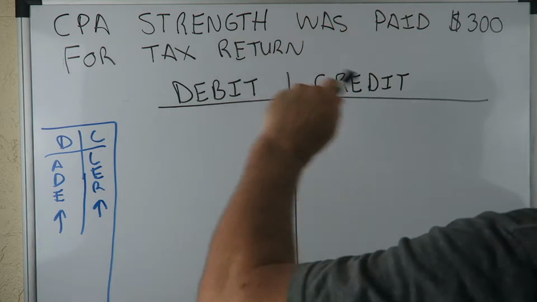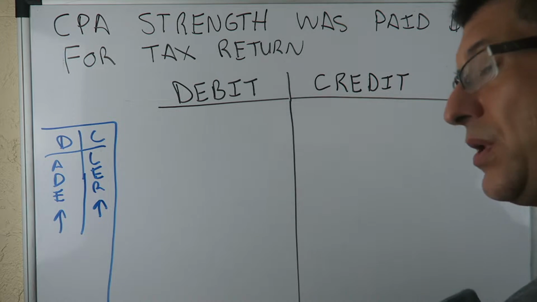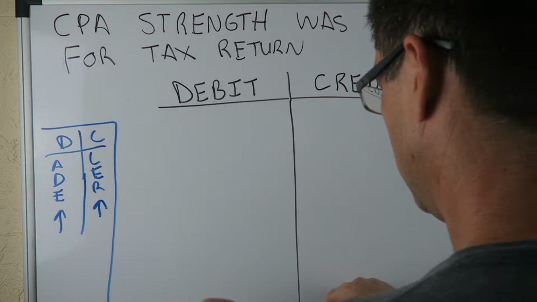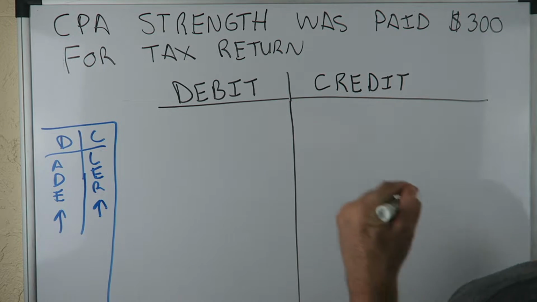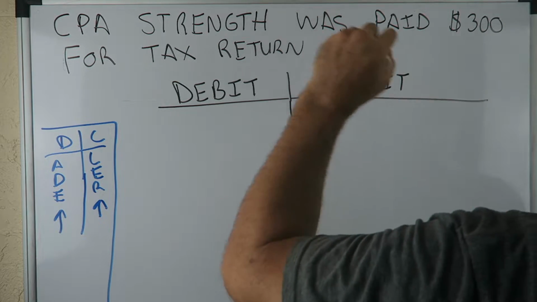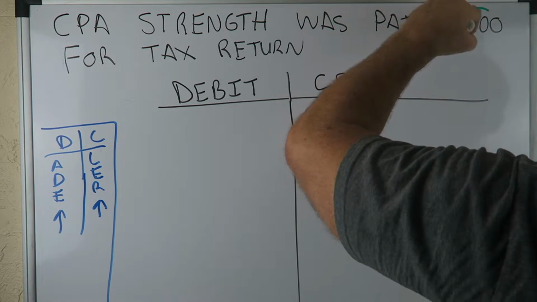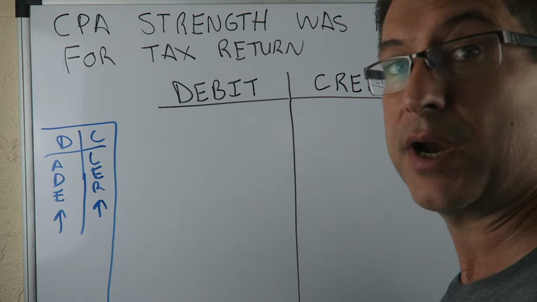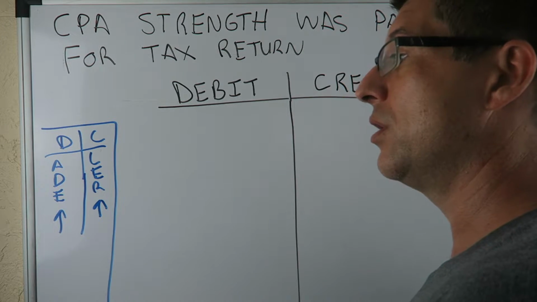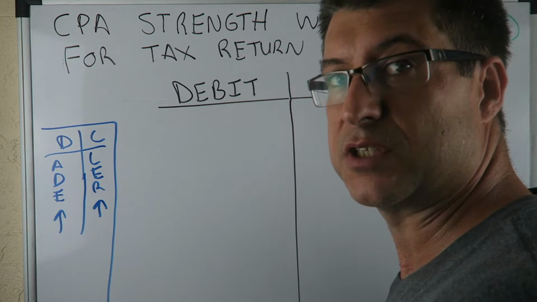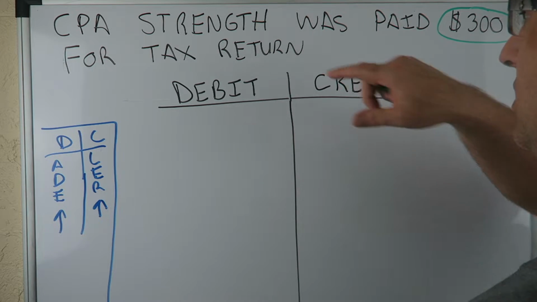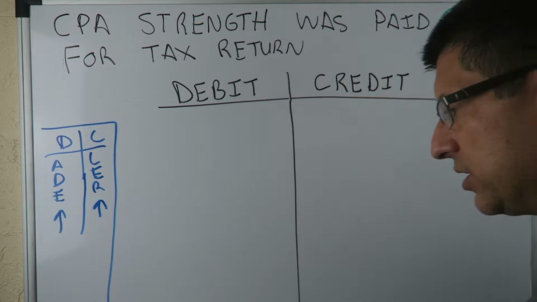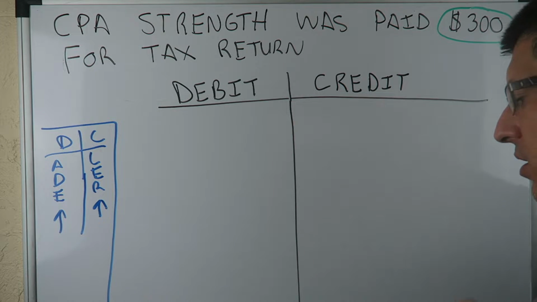CPA Strength was paid $300 for tax return. Do we have cash? Yes, we do. So let's key in on the cash, ladies and gentlemen. Was paid $300 for tax return. Now, CPA Strength is a tax preparer, and that's like one of the main things he does for his business. So he was paid, and we're thinking as the business. So $300 cash. Now we gotta figure.